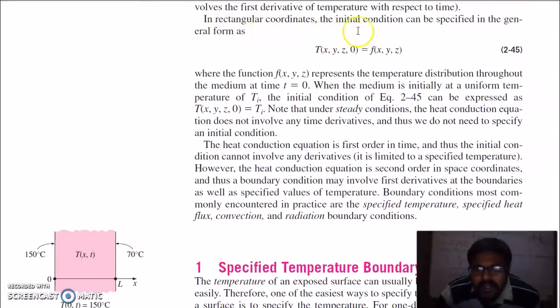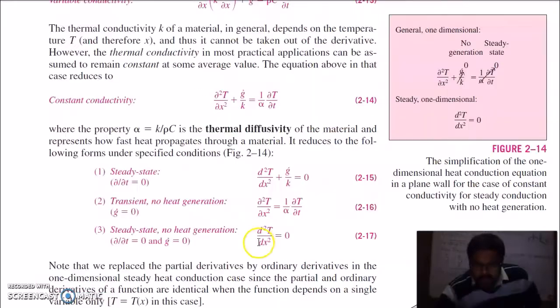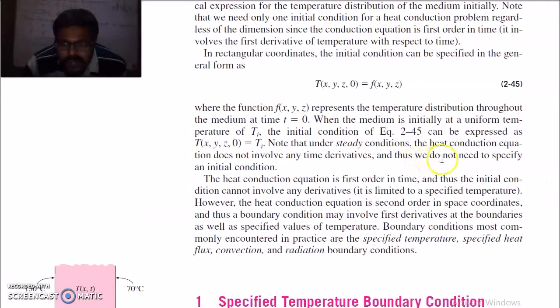In rectangular coordinates, the initial condition can be specified in general form as this, where this function represents the temperature distribution throughout the medium at time t equal to 0. When the medium is initially at a uniform temperature of Ti, this equation can be expressed as T equal to Ti. For the steady state heat equation, you can see there is no derivative with respect to time. Thus, we do not need to specify an initial condition.